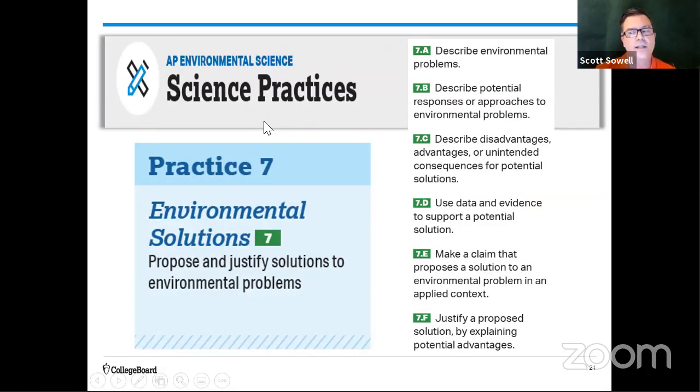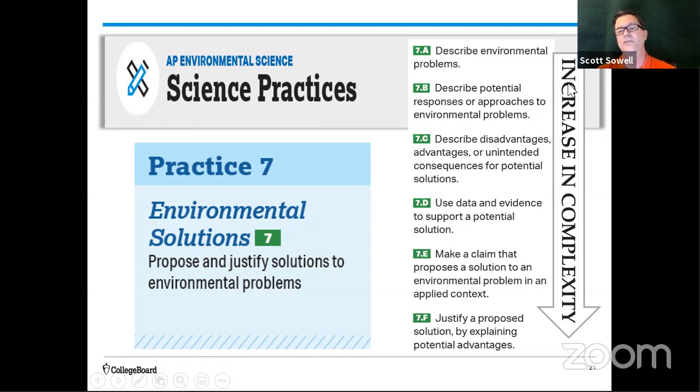So if we understand what wetlands are, we see some of the threats. Now let's think about solutions. So I really like the way that this practice is laid out. The overall practice says propose and justify solutions. But you can notice that it goes in levels of complexity.